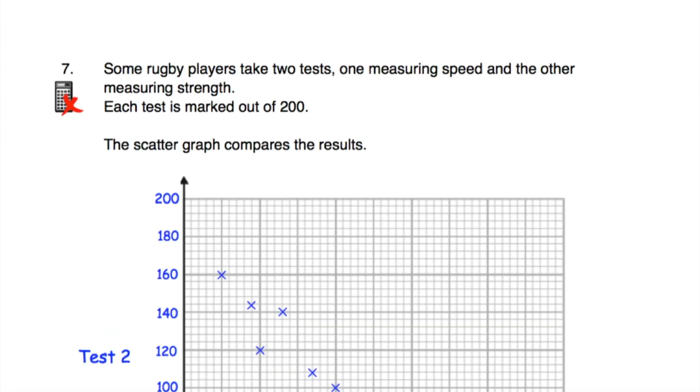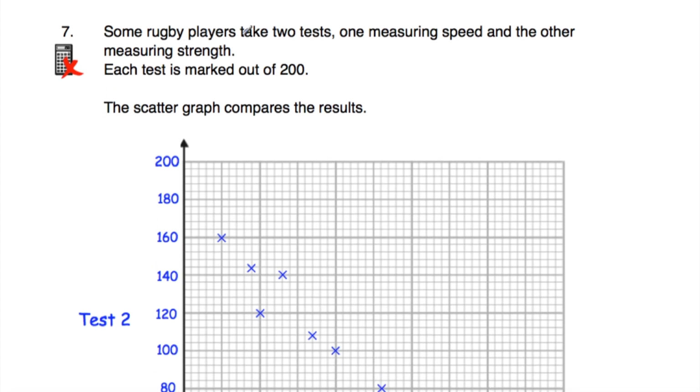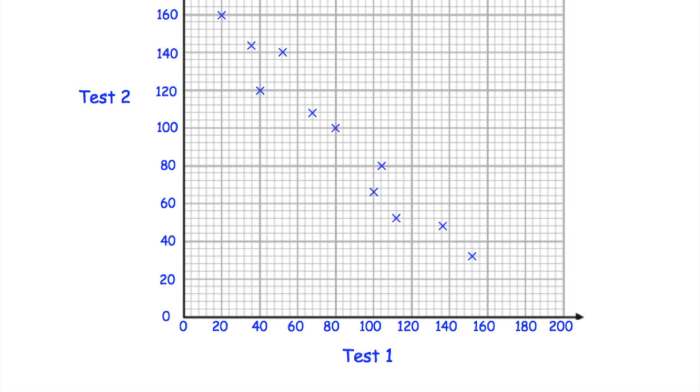Okay, so let's have a look at question number 7. Question number 7 says, some rugby players take 2 tests, one measuring their speed and the other measuring strength. Each test is marked out of 200 and the scatter graph compares the results. So they're given a score out of 200 for each of them, and the scatter graph shows their results. We've got test 1 and test 2. Now we're not told which one's which. We've got the test 1s out of 200 and test 2s out of 200, and these are the points.